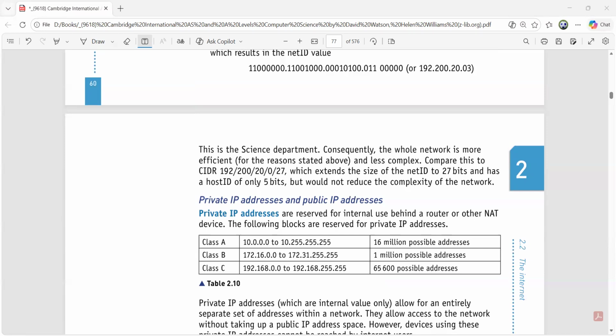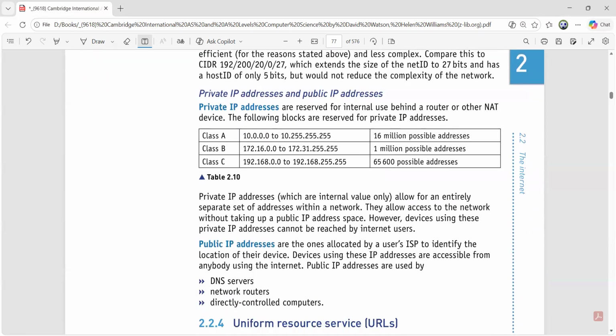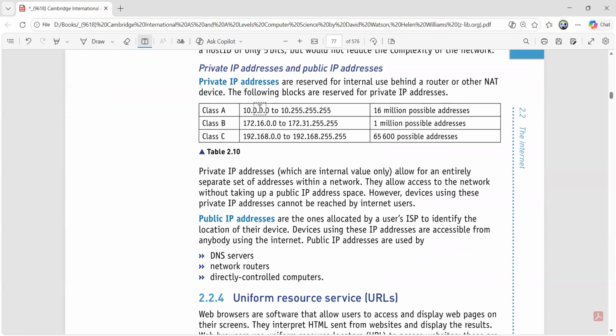And then again, you can see class A, 16 million possible addresses. Class B is 1 million possible addresses. Class C is nearly 65,600 possible addresses. And they've talked about private IP and public IP, which we already have talked about. So I think this is very clear.